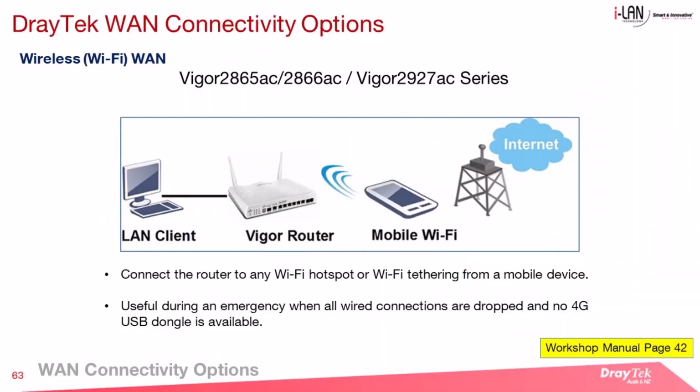All right, so now we'll look at Wi-Fi WAN in a little bit more detail. So you'll find that in dual WAN Wi-Fi routers like the 2865 AC and 2927 AC. And it allows you to connect the router to any Wi-Fi hotspot or mobile phone, which can be useful in an emergency situation when you've lost your usual WAN connection.